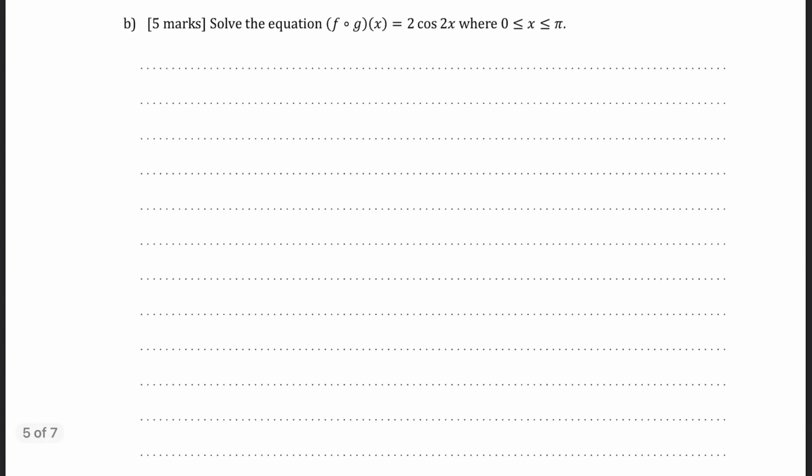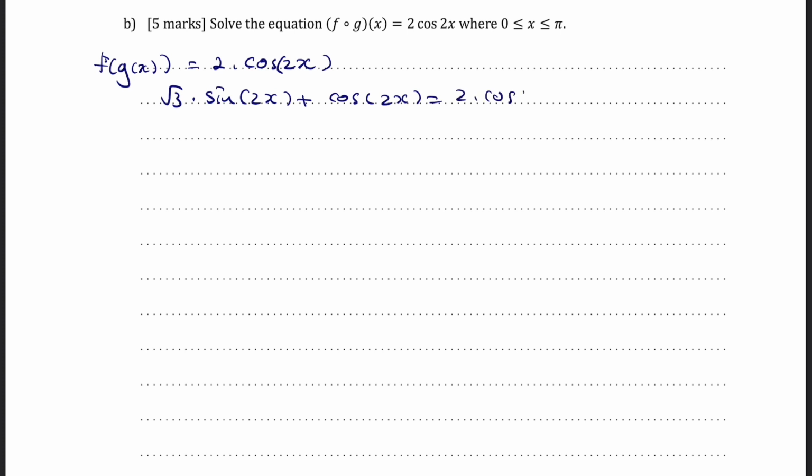And for question B, we need to solve the equation f of g of x equals 2 cosine 2x, and we need to solve for the x value, where x is between 0 and pi. So we can say f of g of x is equal to 2 times cosine 2x. And from question A, we know that f of g of x is also equal to square root 3 times sine 2x plus cosine 2x, which equals 2 times cosine 2x.